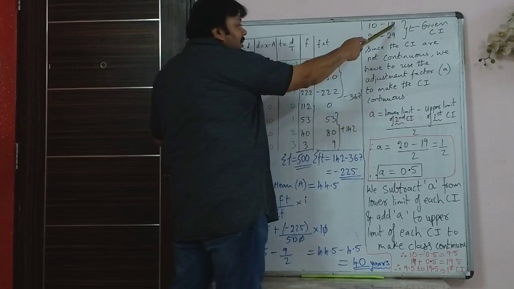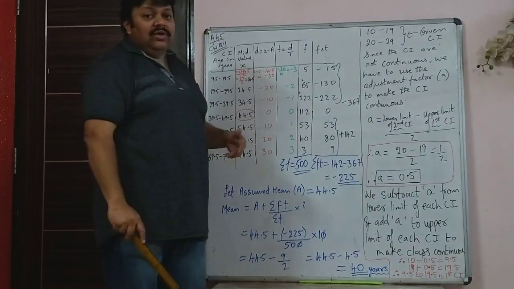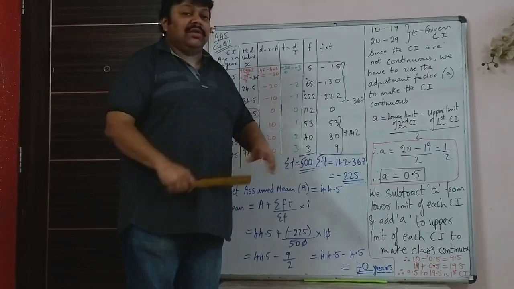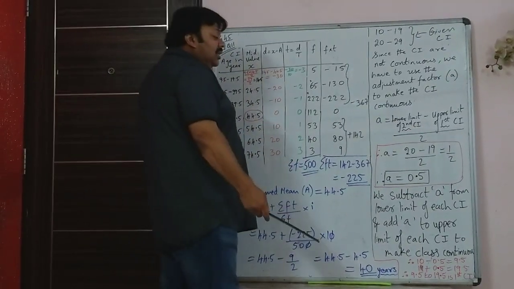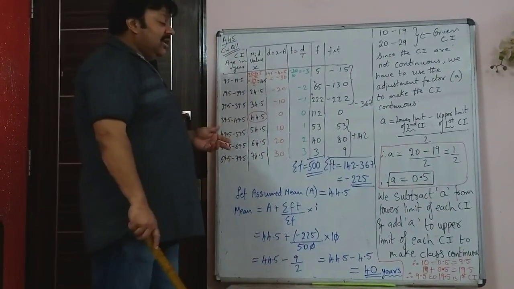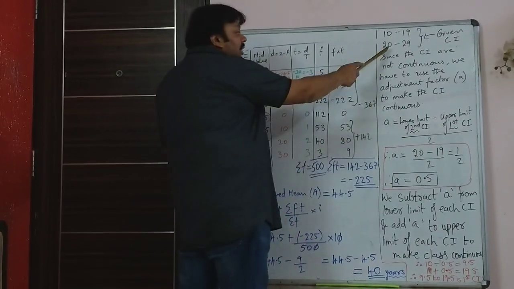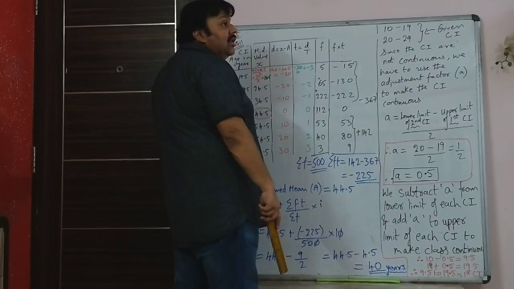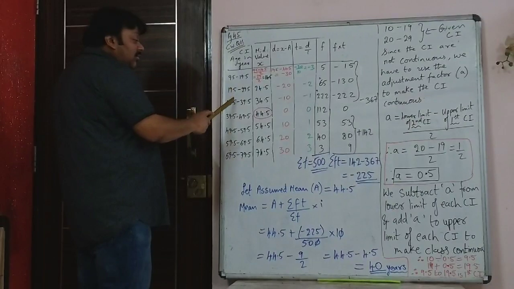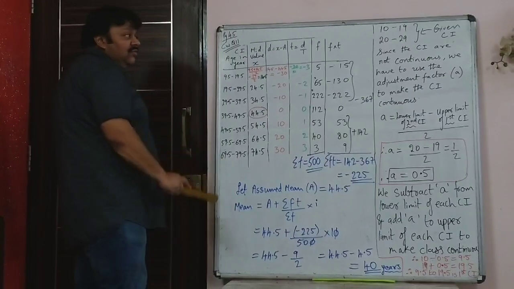So 20 minus 19 upon 2, that is half or 0.5. So usually adjustment factor is 0.5. So in this case the adjustment factor, what do you do with the adjustment factor? We subtract a from the lower limit of each class interval. So 10 minus 0.5 will become 9.5. 20 minus 0.5 will become 19.5. So the lower limits will become 9.5, 19.5, 29.5, 39.5 and the last one is 69.5.